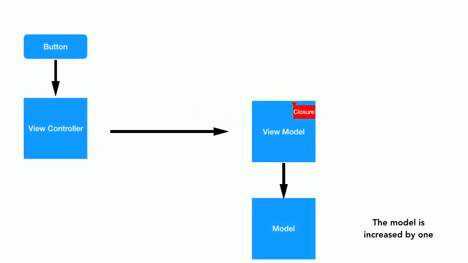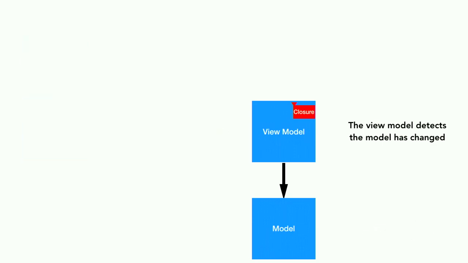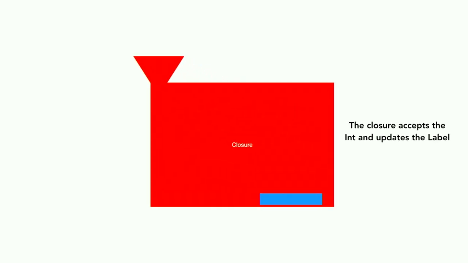And so now that the model is increased by 1, the view model says, hey, the model has changed, and it sends the new information into the closure, and the closure says, oh, I am holding on to this label, and I'll display the new int in the label. And that's what we do with closures.